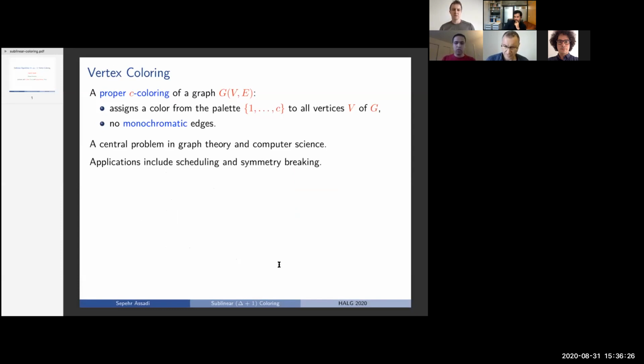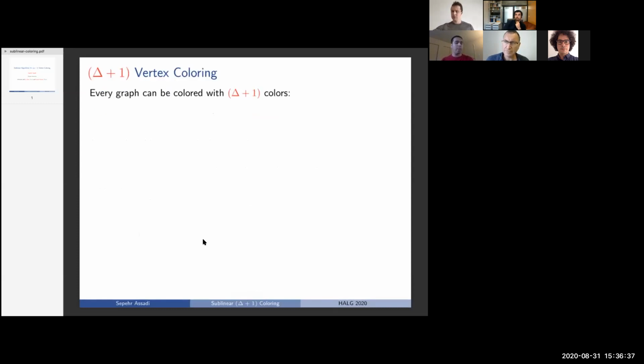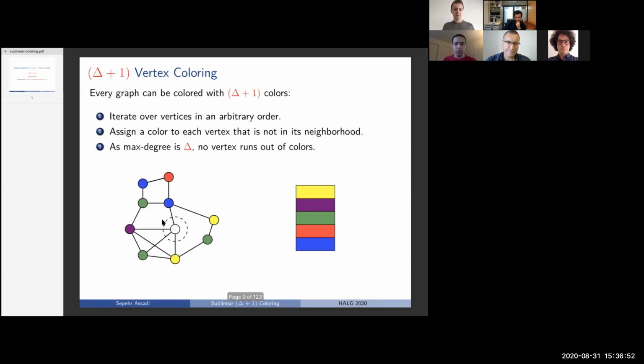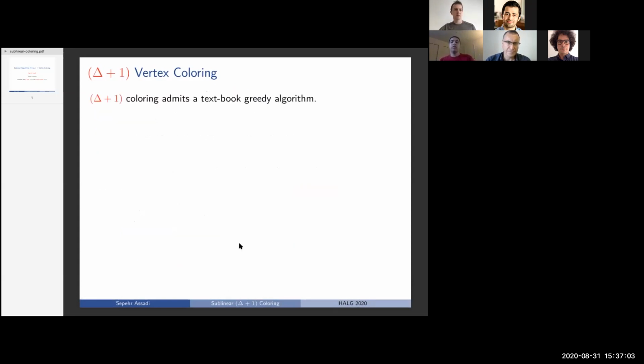Let me use this notation: throughout this talk, delta is going to refer to the maximum degree of the graph, and n is going to be the number of vertices. One of the very first things you learn about graph coloring is that every graph can be colored with delta+1 colors. The reason is almost trivial, because you can just greedily color the vertices, and by the pigeonhole principle, you never run out of colors. When I want to color this vertex, even if I use a different color for all its neighbors, I still have one color here, red, to assign to this vertex. So delta+1 coloring has this amazingly simple textbook greedy algorithm.